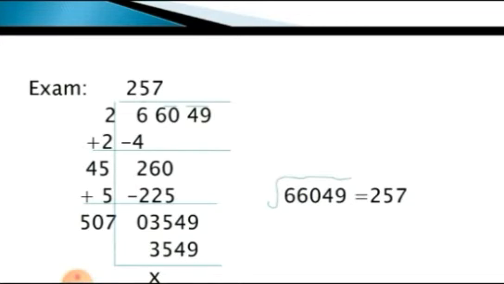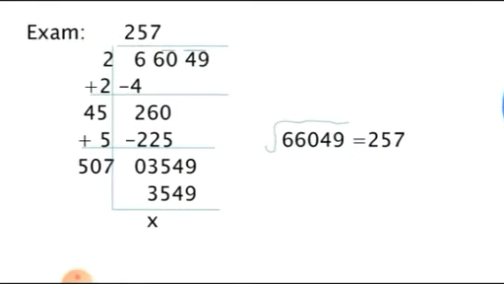Then again you subtract. The remainder is 35. Then 5 plus 5, you add here, so 50. Then bring down 49. Now again 7 you write in the divisor place and quotient place. So 507 times 7 is 3549. The square root of 66049 is equal to 257.